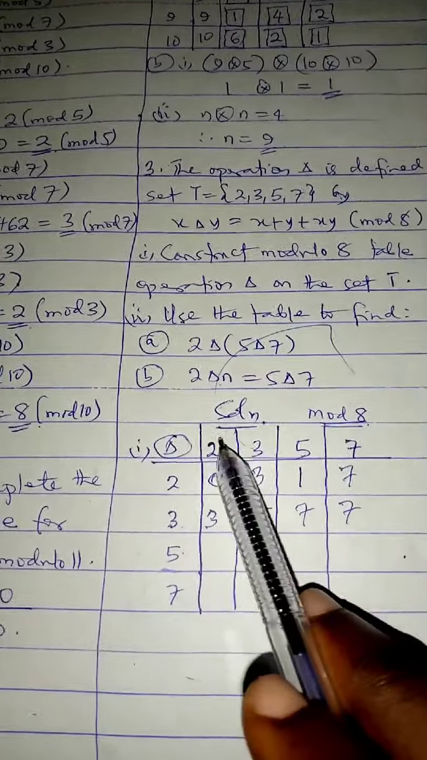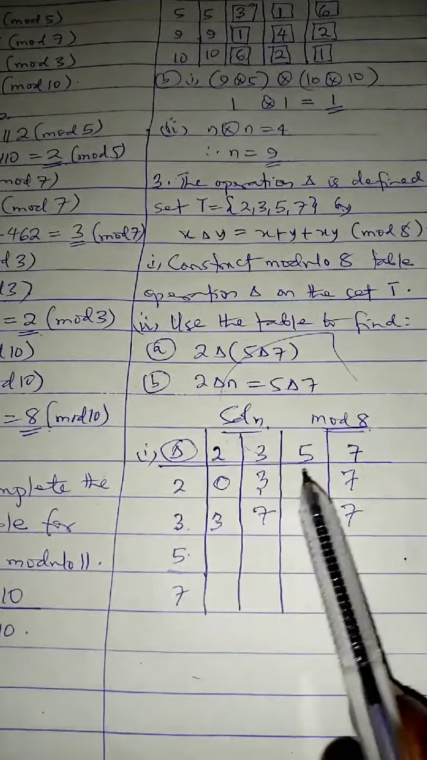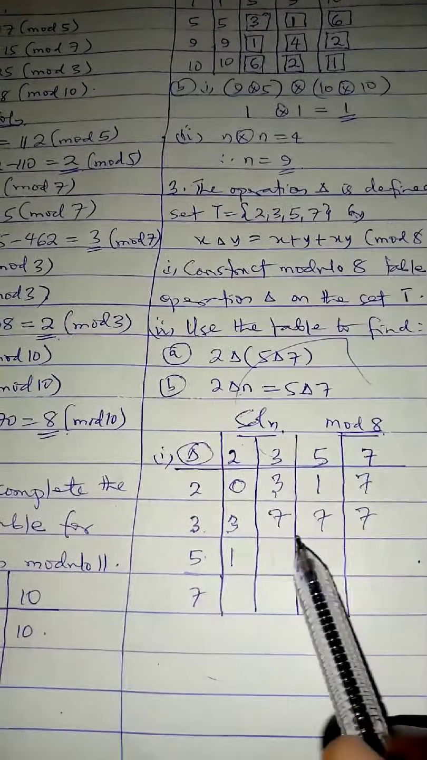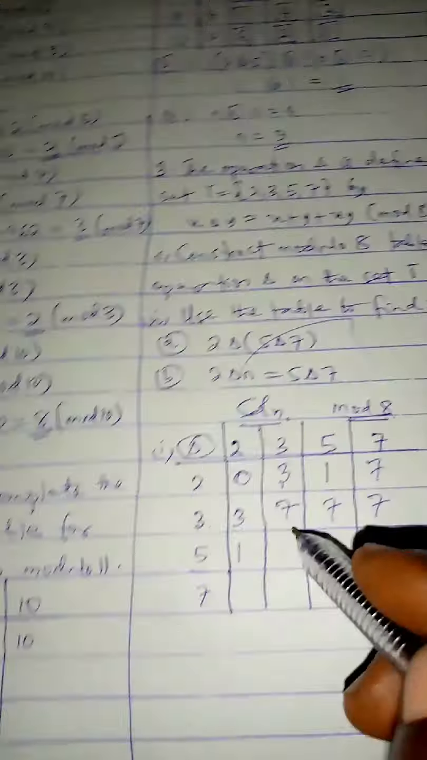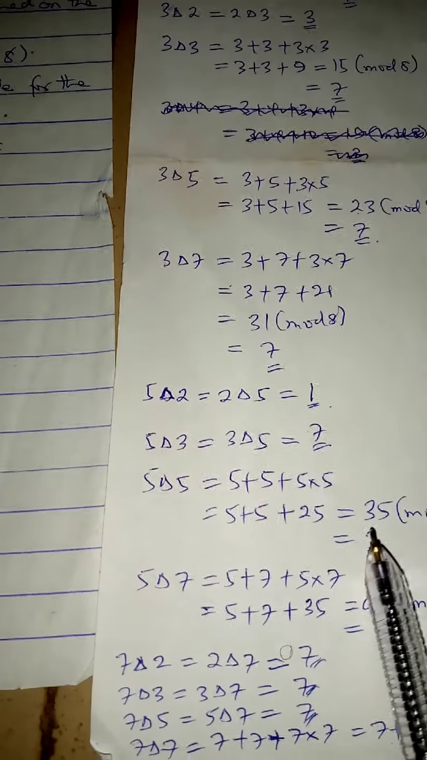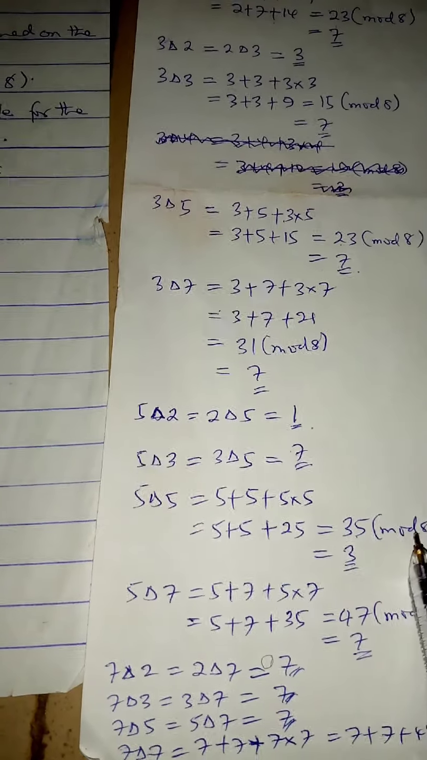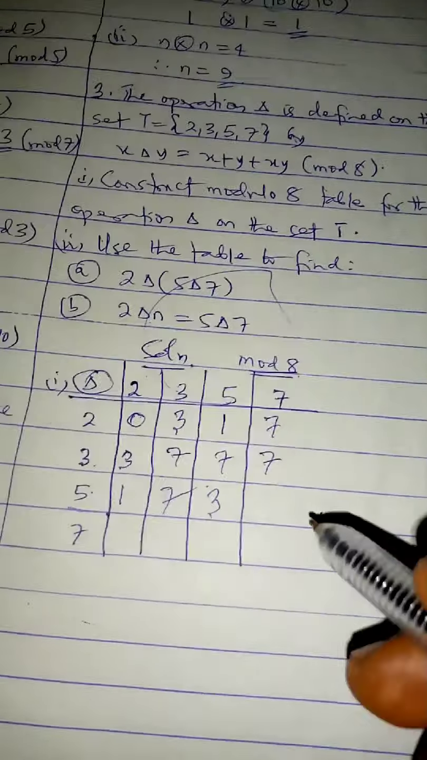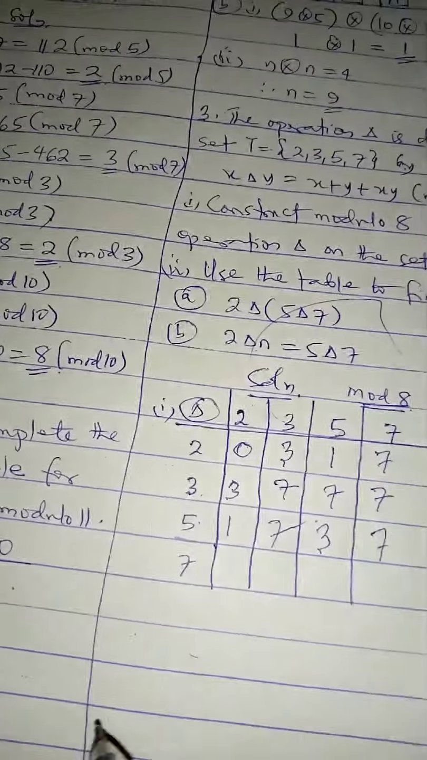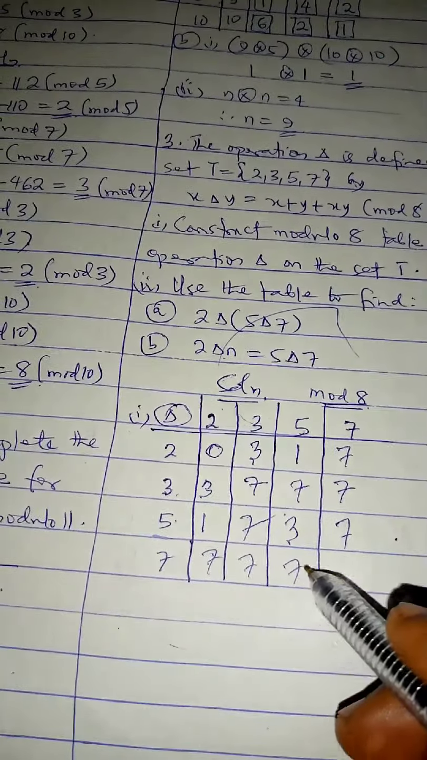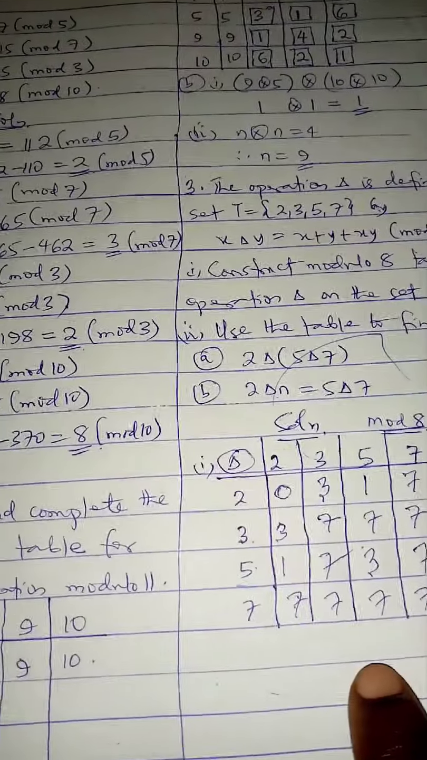5 triangle 2 will give us the same thing as 2 triangle 5, which we got as 1. 5 triangle 3 will give us the same thing as 3 triangle 5, which is 7. 5 triangle 5, we haven't done that before. That's 5 plus 5 plus 5 times 5, which is 35. Remove 32, you have 3. Similarly, with that approach, the rest will be 7, 7, 7, 7. And this is how you fill your table.